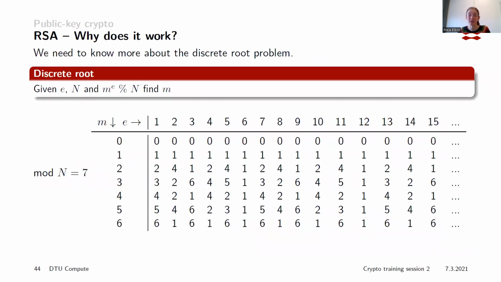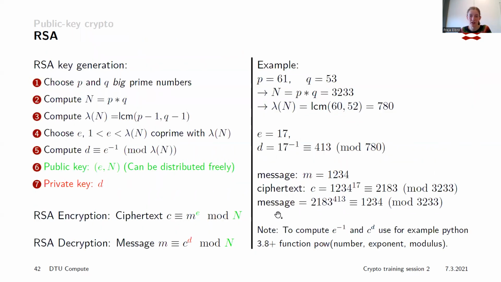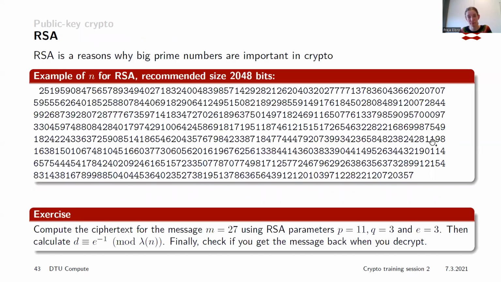Okay. So now we get to a bit more technical part. Why does this work? Why is it true that if I take my ciphertext and raise it to the power d, where d is the inverse of e modulo lambda of n, I then always get back the message? This is magical in a way. So in order to understand this better, I want you to see some examples and see how this works.